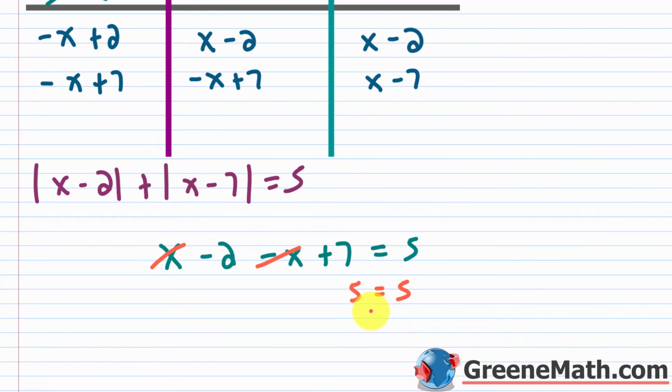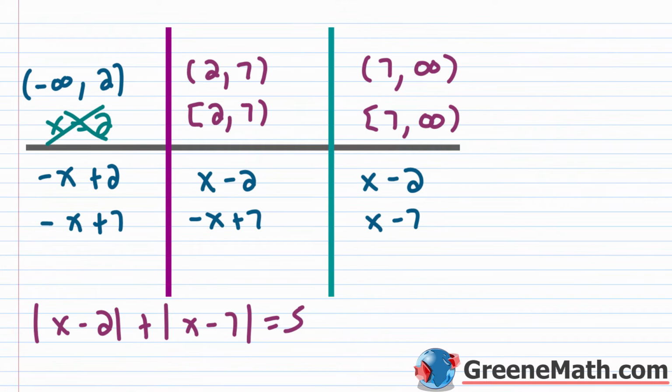They're always true for any value of x. But we have to only consider the values of x that are in our interval. If I get something like this, I'm just basically going to say that this tells me that x is greater than 2 and less than 7. Okay, so here's where you have to make a decision.